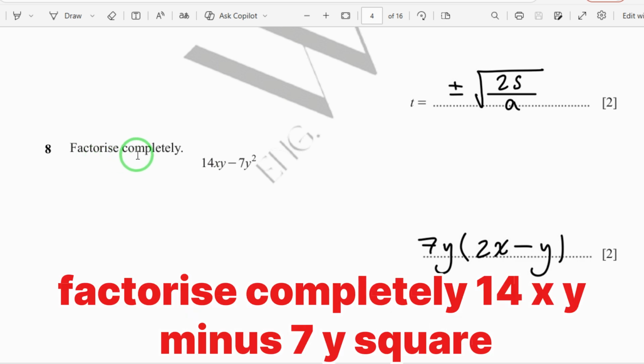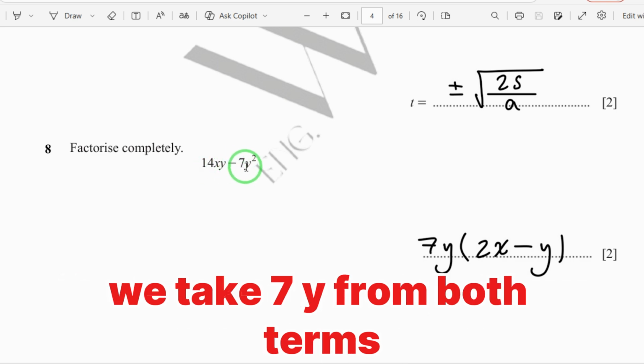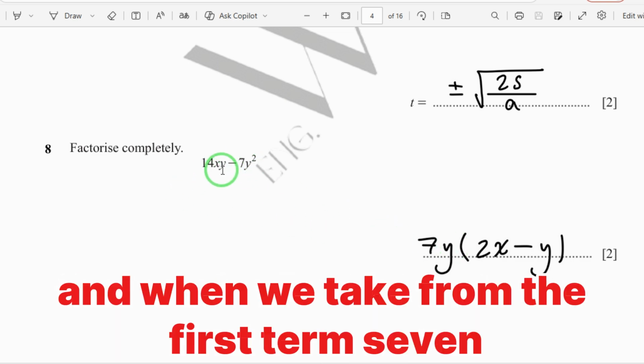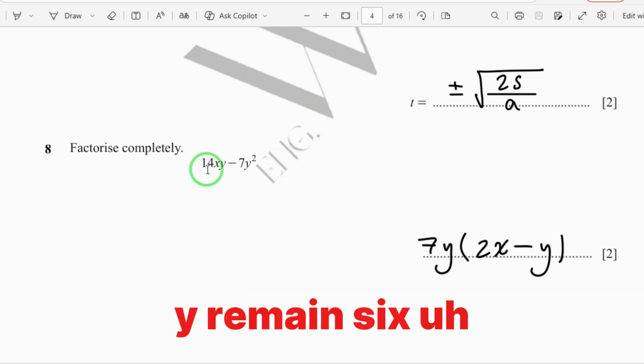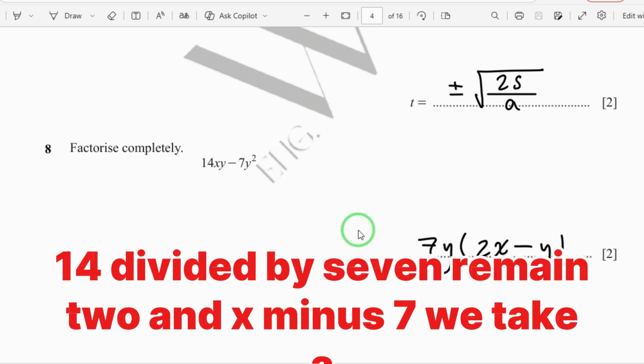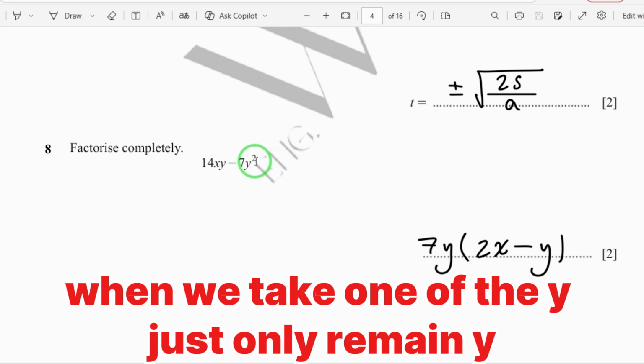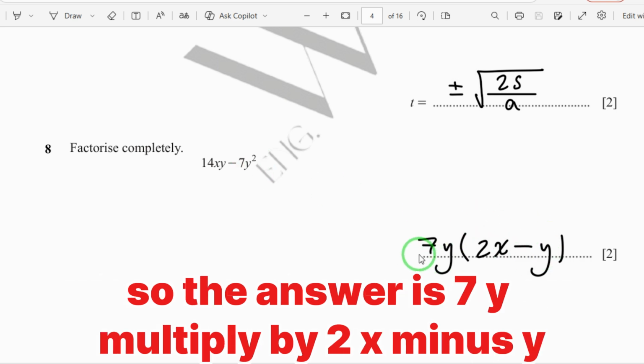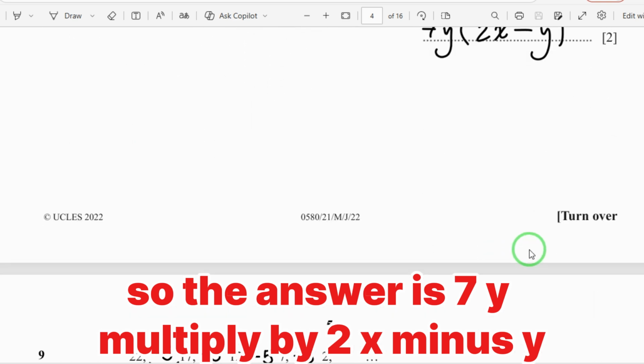Question number 8. Factorize completely 14xy minus 7y square. We take 7y from both terms. From the first term, 7y remains 14 divided by 7, which is 2, and x. From the second term, when we take one of the y, only y remains. So the answer is 7y multiplied by 2x minus y.